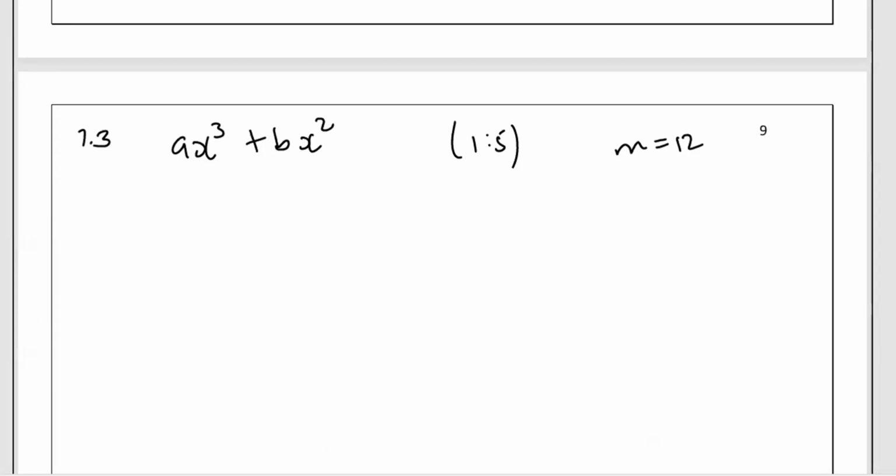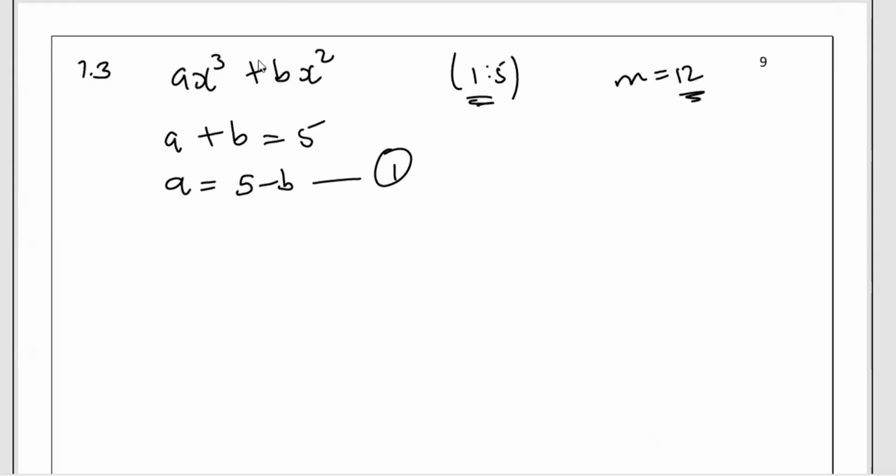So step number 1, let's just substitute this in. If x is 1, y is going to be 5, meaning that a plus b should give us 5, because 1 cubed is 1, 1 squared is 1. So that's the first equation. We can say a is going to be 5 minus b. Call that equation 1.